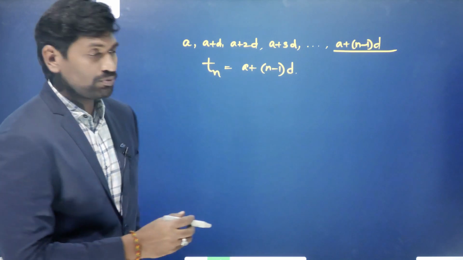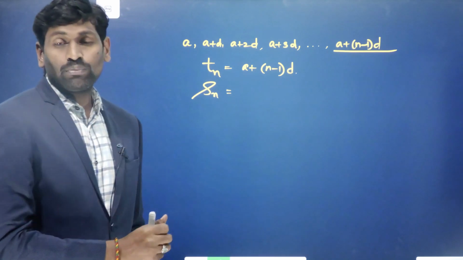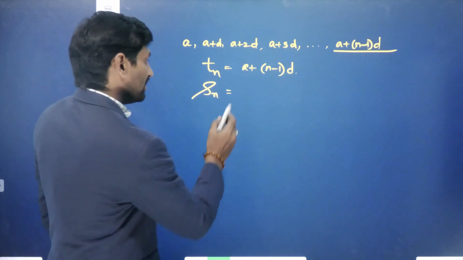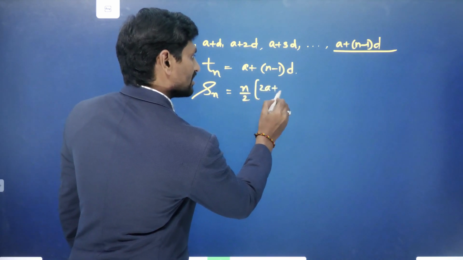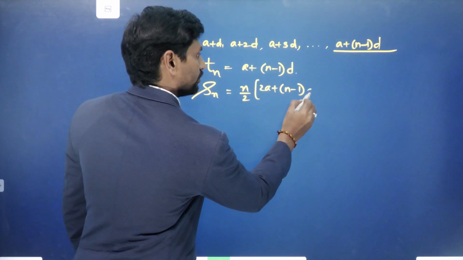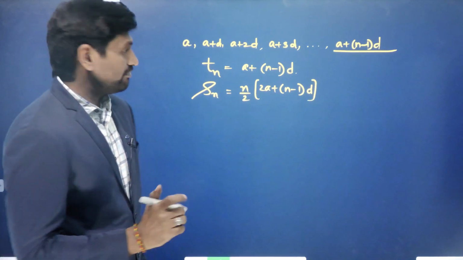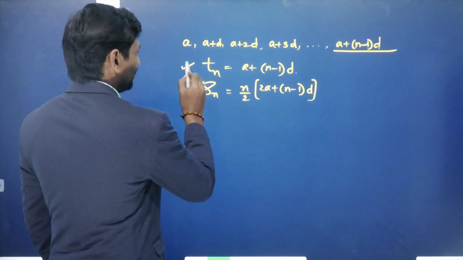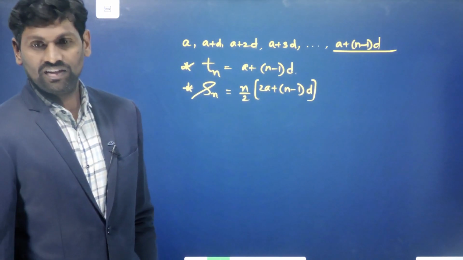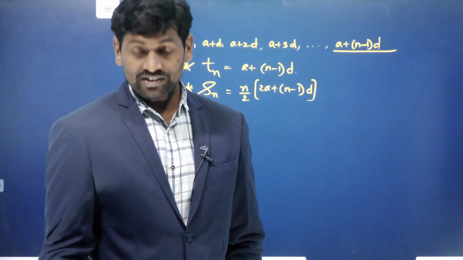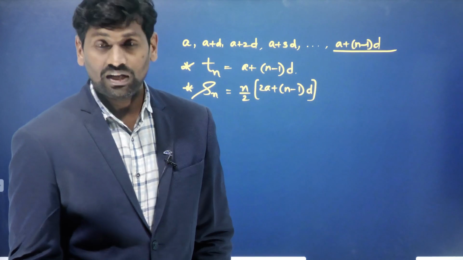So the nth term is a plus n minus 1 into d. We also discussed Sn, which is the sum of n terms of AP: Sn is equal to n by 2 into 2a plus n minus 1 into d. Most of the problems we can solve by using these two formulas. Now let us continue the problems which we stopped.